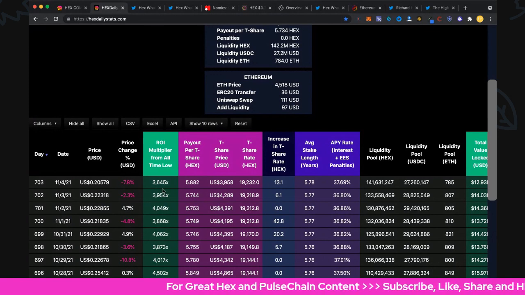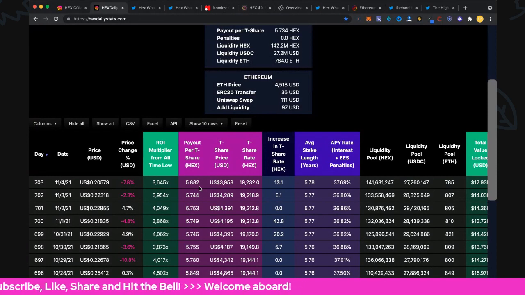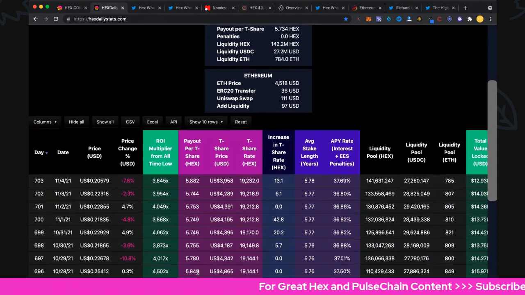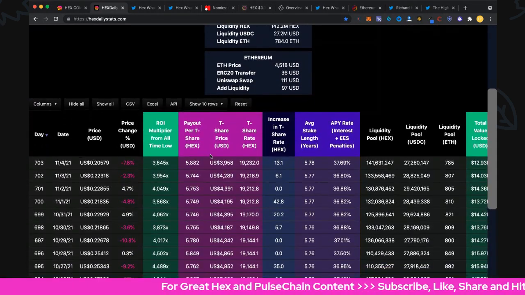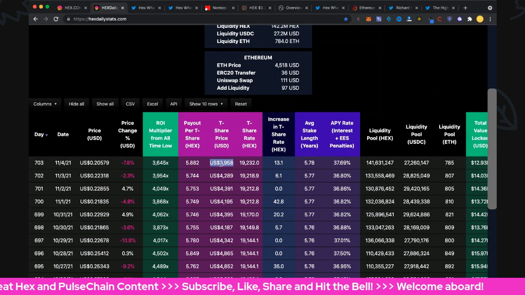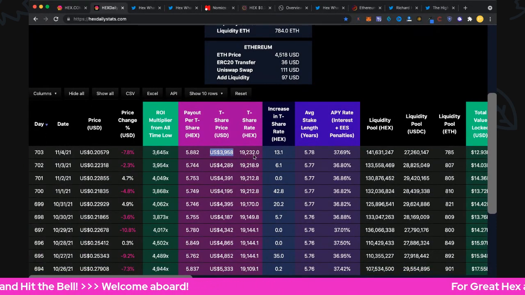Return on investment multiplier for all-time low, 3,645x from the 5th of January 2020. And of course, payout per T-share, 5.882. That's good, that's above average. First above average day for some time, all the way back to, say, day 696, as we can see in the last 10 days. T-share price, $3,958. Even better day to pick up T-shares if you're wanting to pick some up. And of course, longer stakes give you more T-shares as well. Your T-share rate, 19,232, and up 13.1.